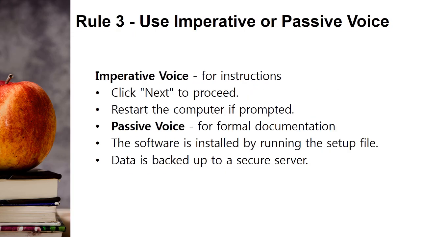Let's move to rule number 3, which is the use of imperative or passive voice. Remember, we are talking about describing an ICT process and not giving instructions. We use two types of verb forms when describing processes. The imperative form is direct and commonly used in manuals and instructions, which will be in the next lesson. In lesson 5, we will see together how to give instructions.